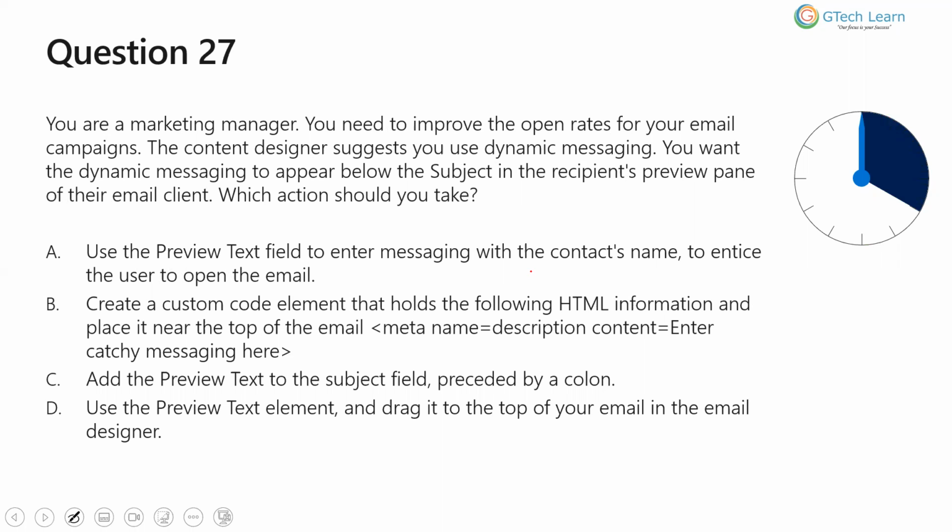Is it option A? You will use the preview text field to enter messaging with the contact's name to entice the user to open the email. Option B, create a custom code element that holds the following HTML information about meta name is equal to description, content is equal to enter cache message here. Or it's option C, add the preview text to the subject field, proceed by a colon. Or is it option D, use the preview text element and drag it to the top of your email in the email designer? Your answers on the chat, and let me start the timer now.